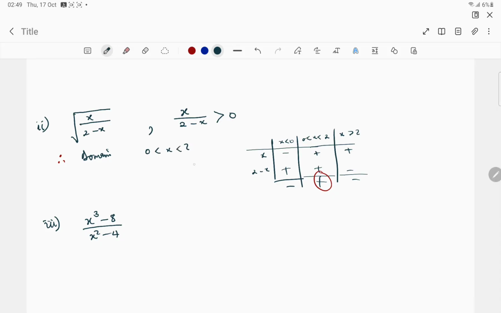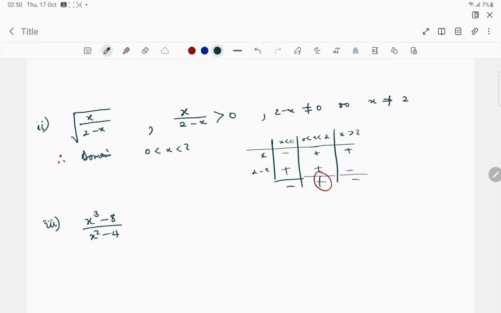And also, the reason why I put strictly less than 2 is because 2 minus x should not be equal to 0 as well. So we have to state it here that 2 minus x should not also be equal to 0. So x is not equal to 2. But this one can be 0.